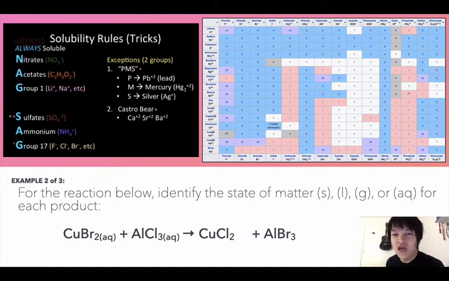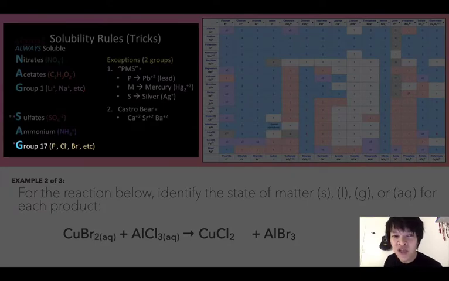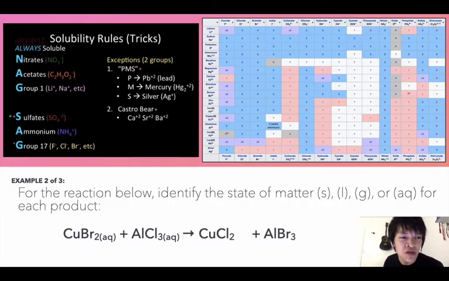Here's the second example. Our two products are written right there. The first product is copper 2 chloride. If you were to use the NAGSAG rule, you'll notice that chloride is part of group 17, the halide ions. And there are exceptions for group 17. You see that pink asterisk? The exception is the PMS. If the chloride is with lead or mercury or silver, then it is not soluble. But since we have copper with chloride, it's not part of the exception, meaning it is going to be soluble, and we are going to write AQ for aqueous.